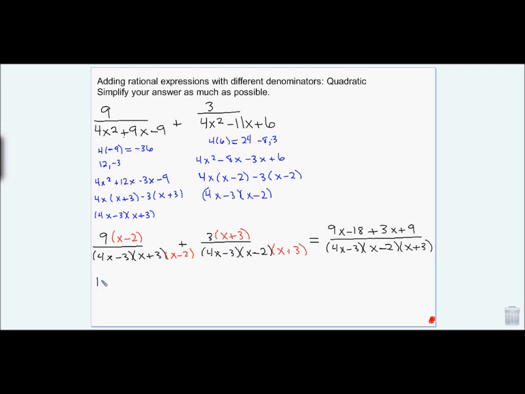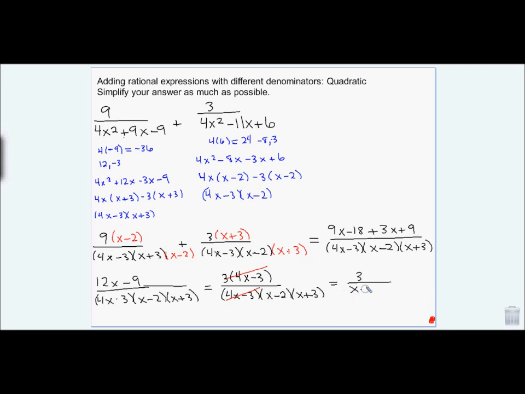Collecting my like terms, I get 12x minus 9 over (4x minus 3)(x minus 2)(x plus 3). I can factor a 3 out of my numerator. And as you can see already, I have two terms that are going to cancel. So I will cancel my 4x minus 3 and my 4x minus 3. And my final answer is 3 over (x minus 2)(x plus 3).